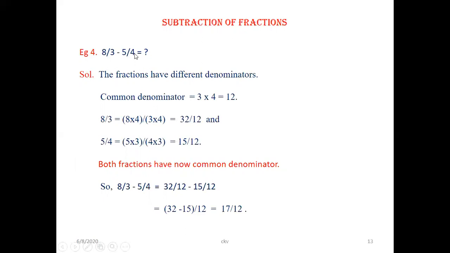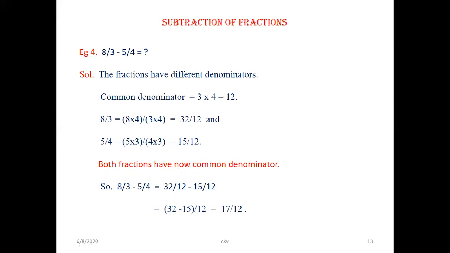You multiply the denominators. 3 into 4 is 12. So you see that 12 occurs in both the fractions. Like for 8 by 3, to get 12 in the denominator, you multiply numerator with 4 and denominator with 4. So 8 into 4 by 3 into 4, which is 32 by 12. Now see, the value of 8 by 3 is equal to the value of 32 by 12. So this fraction is equivalent to this fraction.